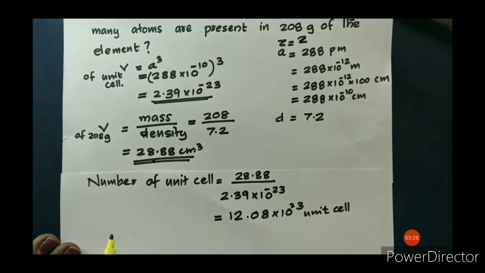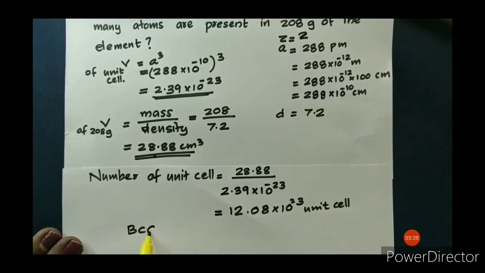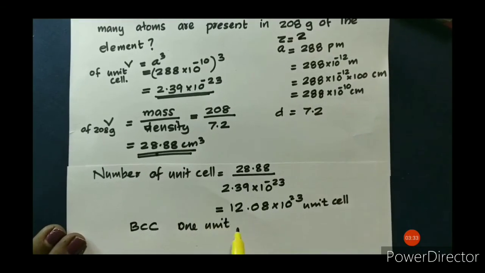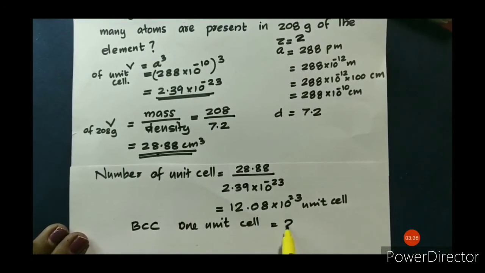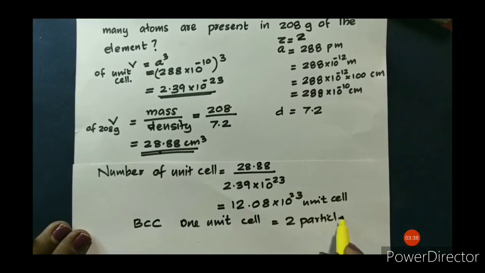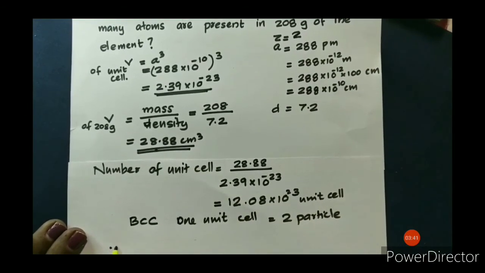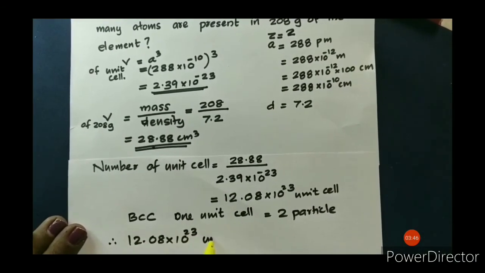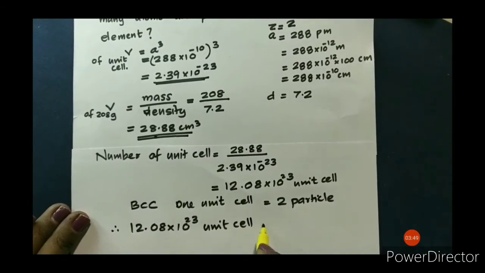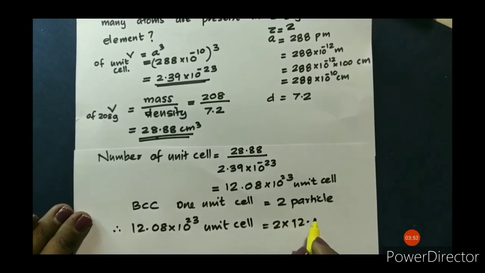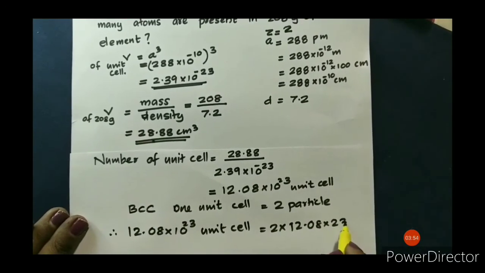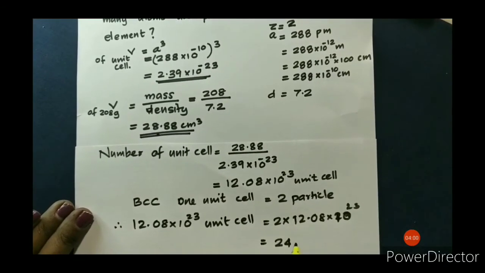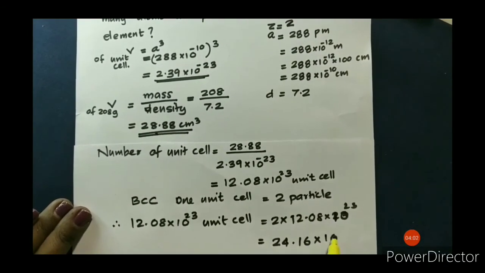Then the BCC unit cell contains 2 atoms. Therefore, the total number of atoms in 208 gram is equal to 2 into 12.08 into 10 raised to 23 unit cells, which is equal to 24.16 into 10 raised to 23 atoms.